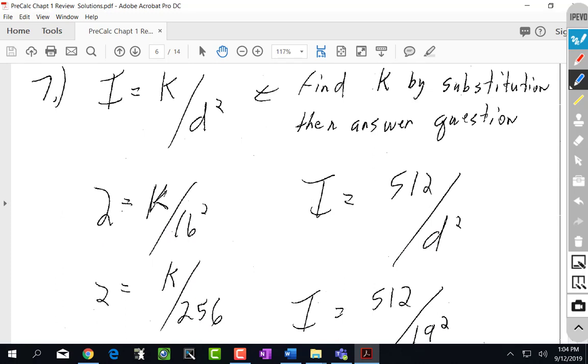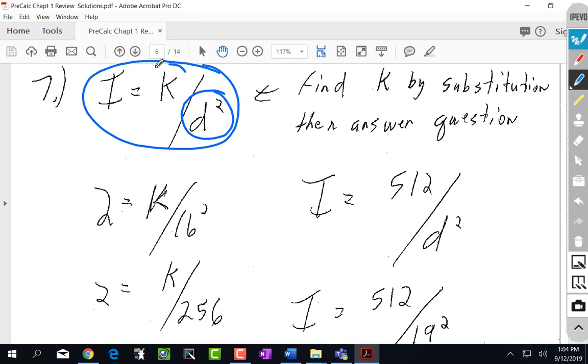On number 7, it says the intensity I of light received from the source varies inversely as the square of the distance d from the source. If the light intensity is 2-foot candles at 16 feet, find the light intensity at 19 feet. So writing my equation, here's my light intensity equals, it's the inverse of the square of the distance d, so that's d squared.